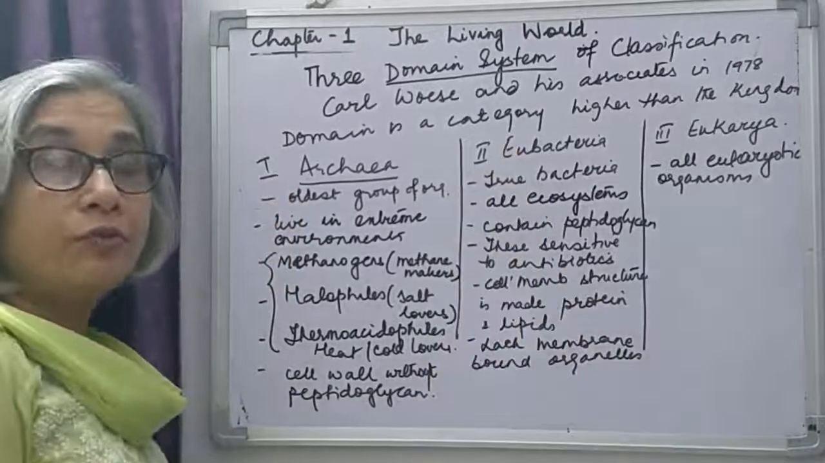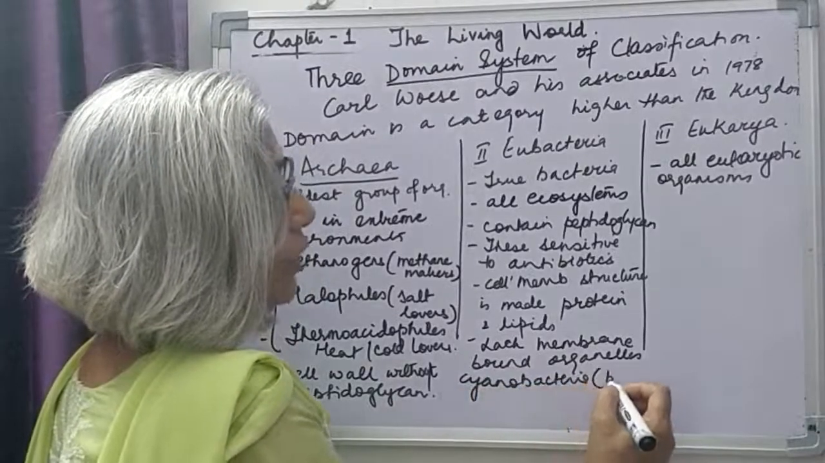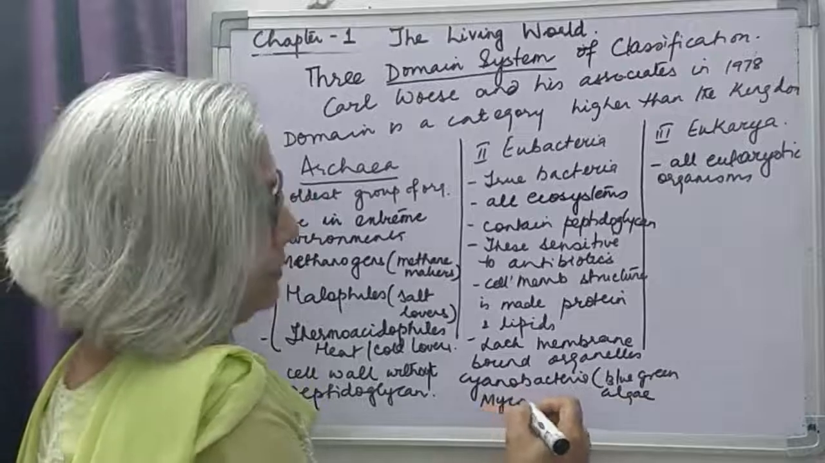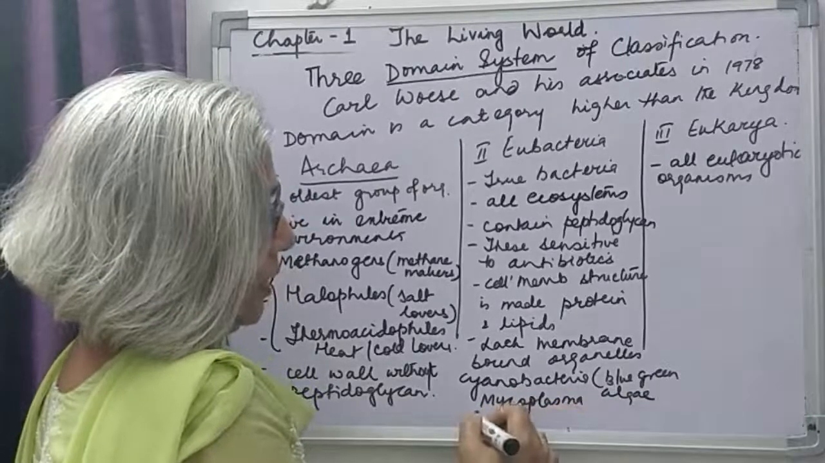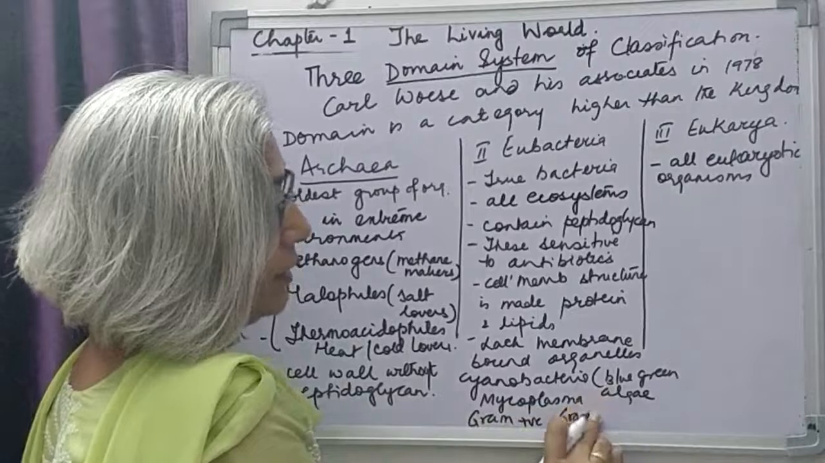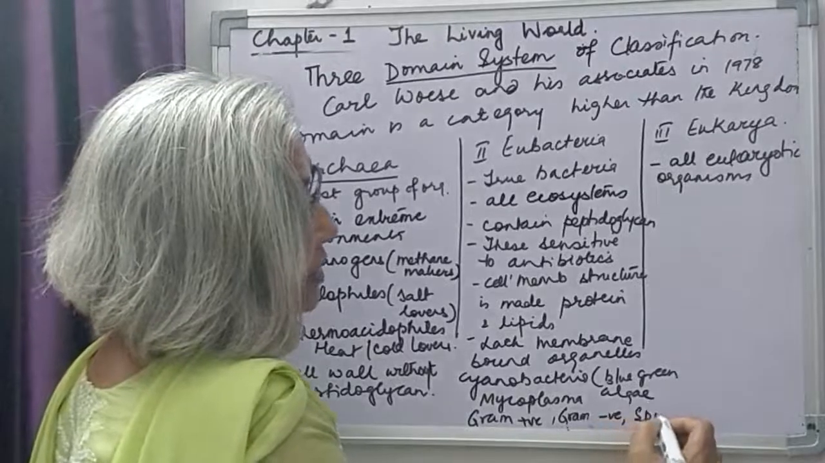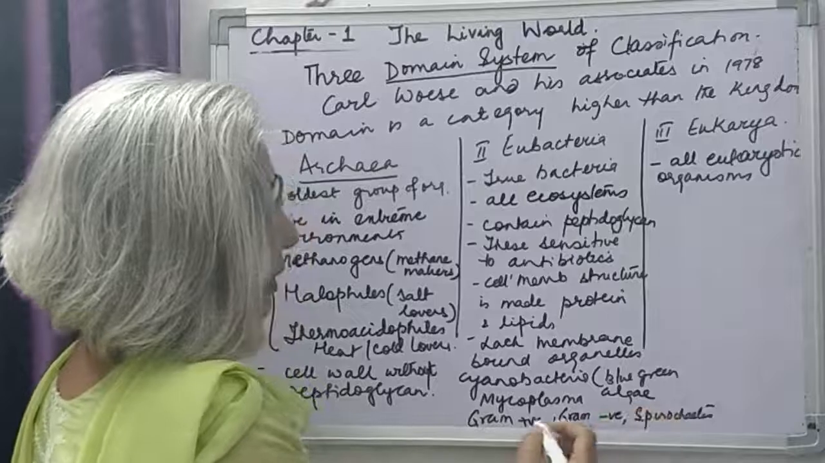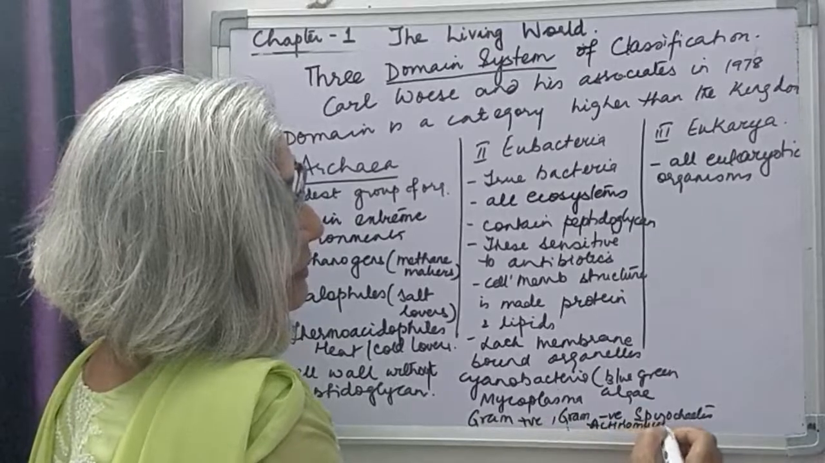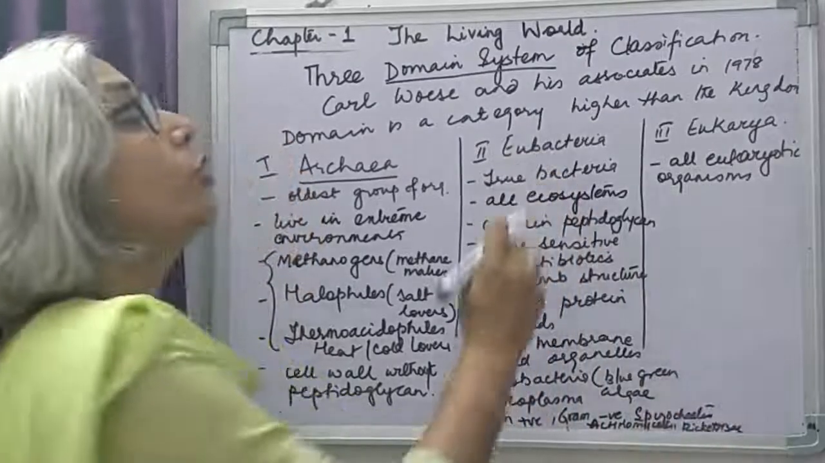The subgroups of eubacteria are cyanobacteria, which are the blue-green algae, mycoplasma, then gram-positive and gram-negative bacteria fall under this category, then spirochetes, actinomycetes, and rickettsia. They all come under eubacteria.